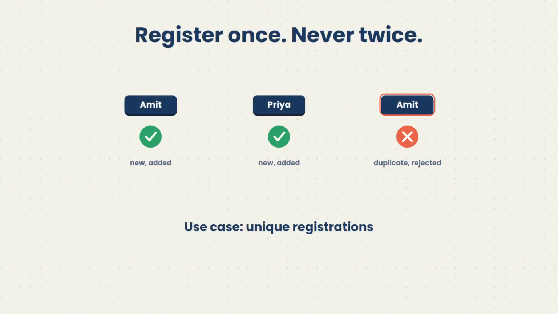A real-life example is event registration. If a person registers once, their name is added. If they try to register again with the same name or ID, the hash set can quickly detect that the value already exists.